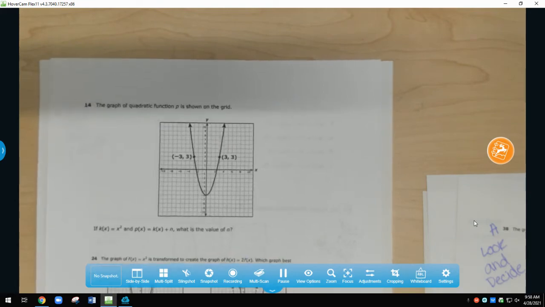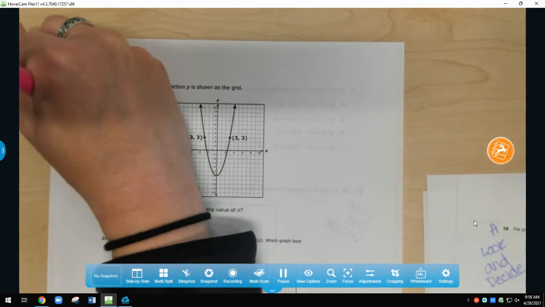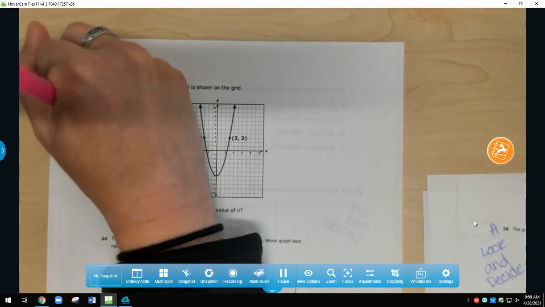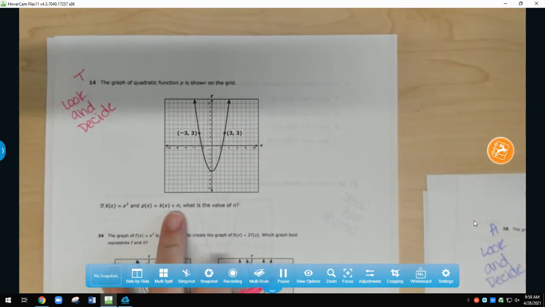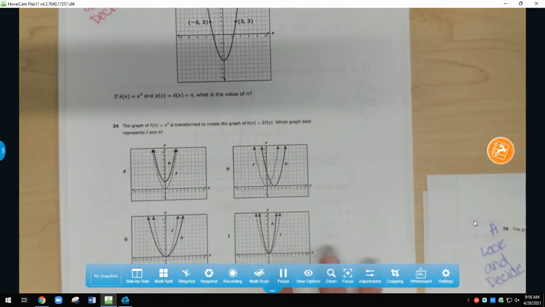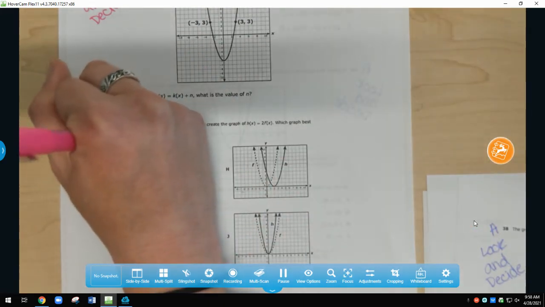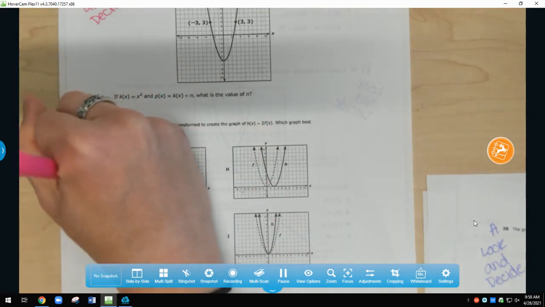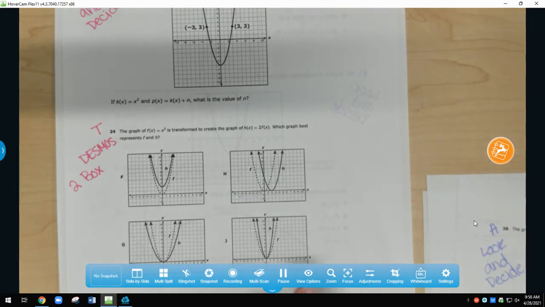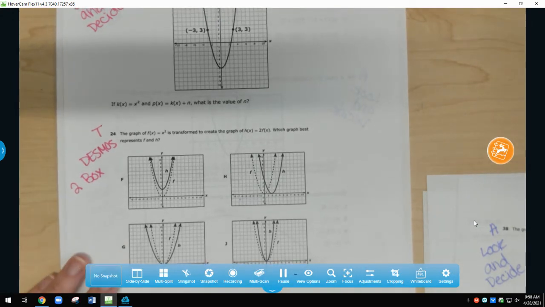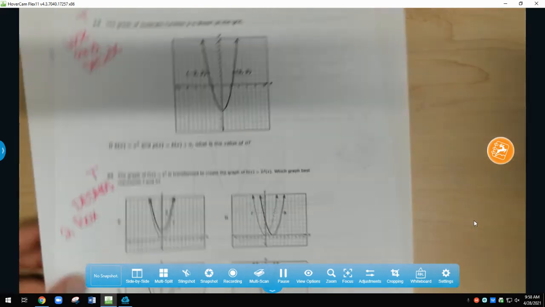Okay, this one is also a transformation. Here you're looking at the graph and deciding what the value of n is. This is another transformation. This is going to be done in Desmos, and you're going to use 2 boxes. And those are the only transformation problems. There's normally about 3 of them on each STAAR test.